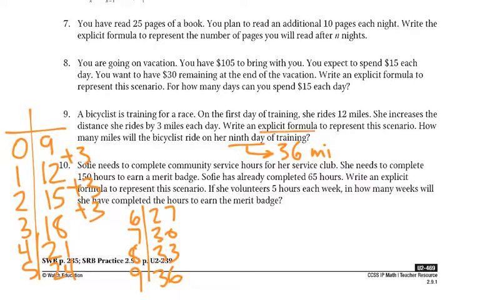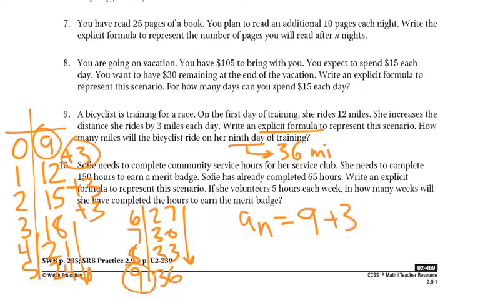Okay, so that's where that explicit formula helps us out, right? Because what we just did was essentially what the recursive does for us, which works. So we would go a sub n equals our 0 term 9. Okay, then what are we doing? We're adding 3 each time. How many times? We did it 9 times, so normally we go times 9. But for our explicit formula, we want the variable of that, so it would be n. So we get a sub n equals 9 plus 3n. And then we went 36 miles.